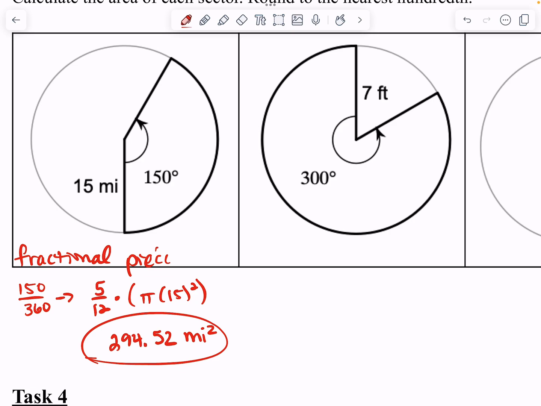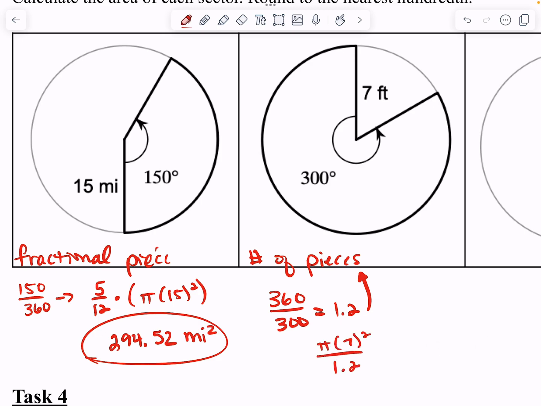Whereas in this one, I'm going to do the number of pieces. So I'm going to do 360 divided by 300 to figure out how many pieces of this huge pie that I have here. So let's see, 360 divided by 300 is 1.2 pieces. So now I'm going to take my area, which is pi times 7 squared, and divide it by 1.2, my number of pieces. So when I do that, I'm getting 128.28.